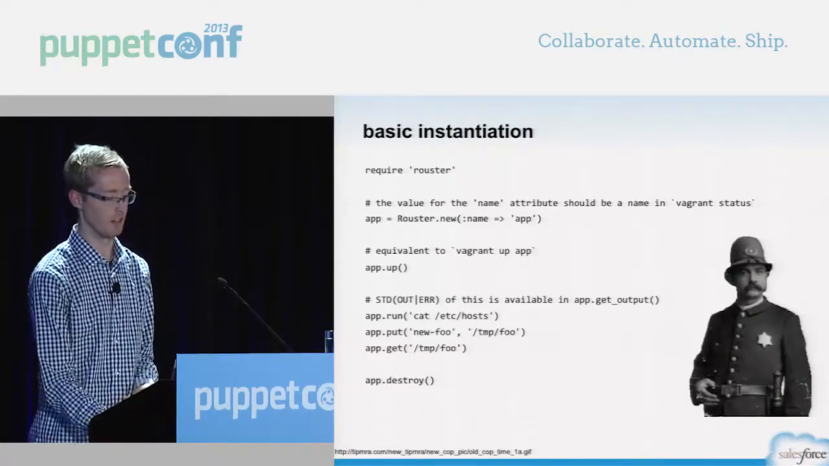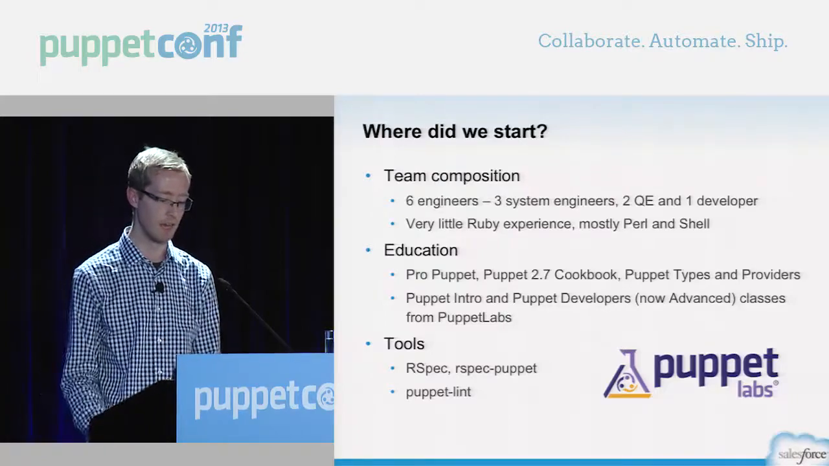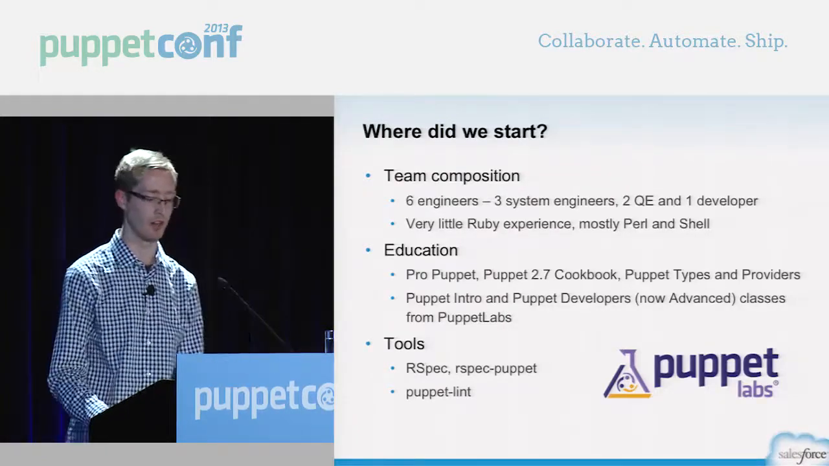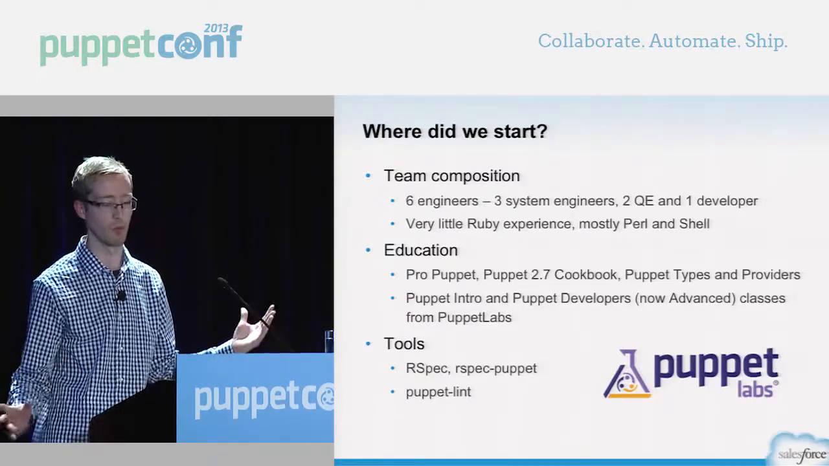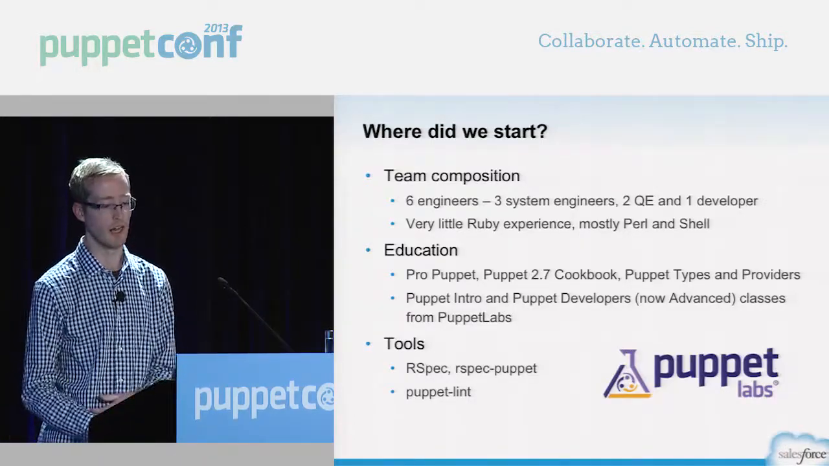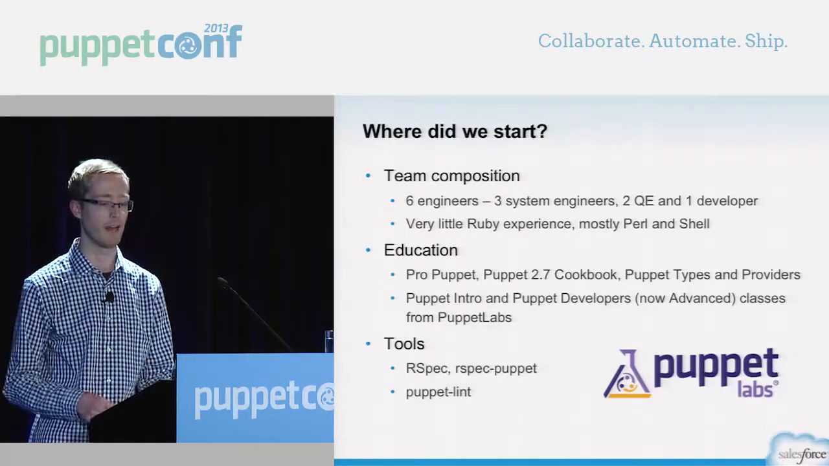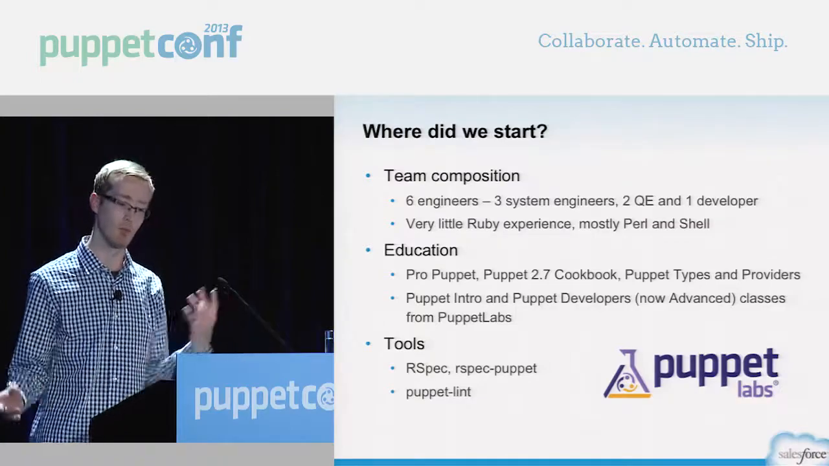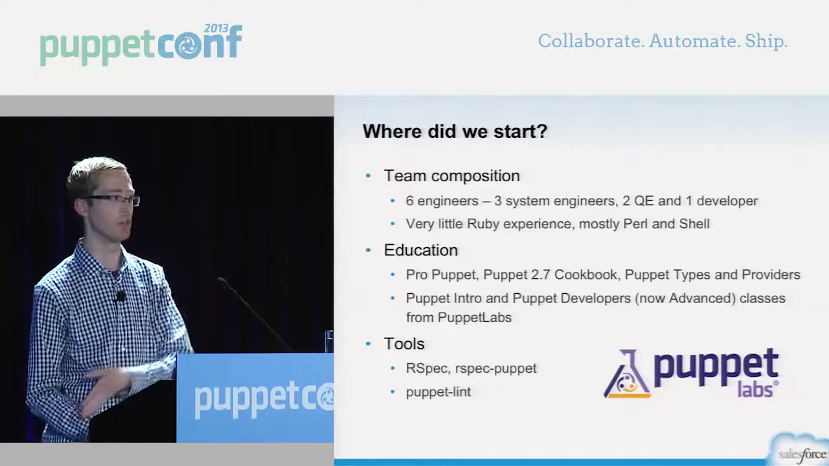But let's start at the beginning. And the beginning is where did we start at Salesforce.com? So at Salesforce, the team started off with 6 engineers. And actually, it really was a DevOps team. 3 systems engineers. 2 of them have had Puppet experience in the past, 1 without. 2 quality engineers, and then 1 developer from the R&D side of house. So we were really split right down the middle.